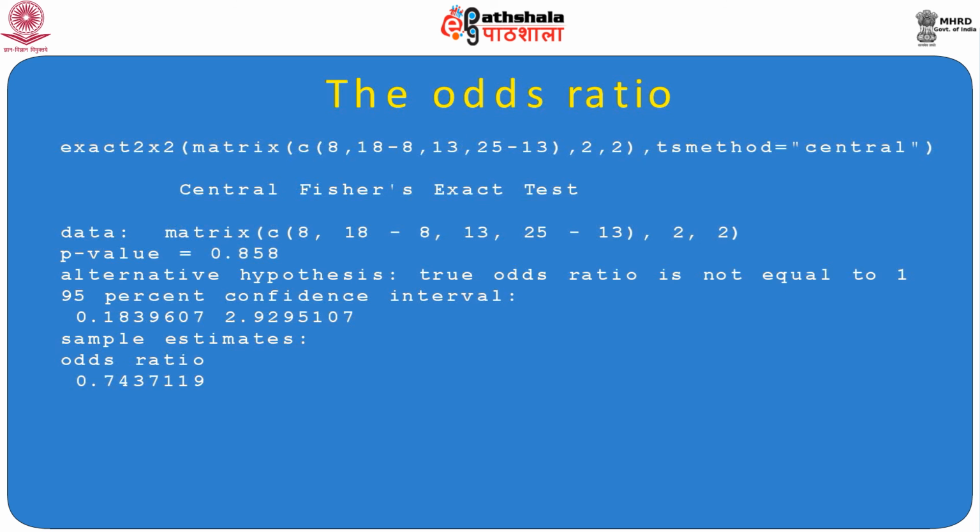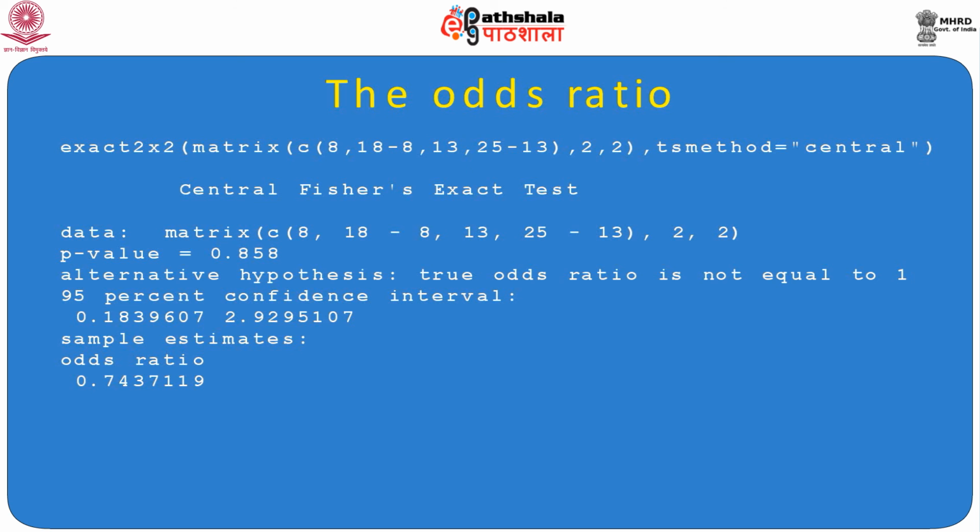Now the odds ratio can also be obtained by the exact 2 cross 2 table function with the matrix. For the matrix, the first cell value is 8, and the second cell value is 18, so 18 minus 8 can be used. The third cell value is 13 and the fourth cell value is 25, so 25 minus 13 can be used. As the TS method we can use central, and with the same data set that we used for the binomial test, we are using the exact 2 cross 2 table test, and we are getting a different confidence interval.